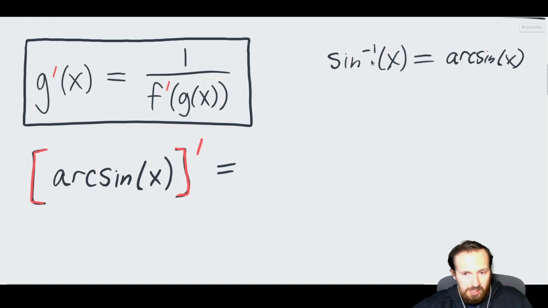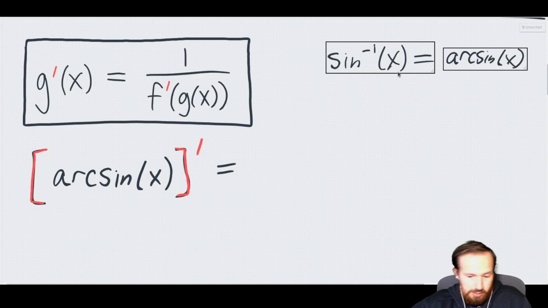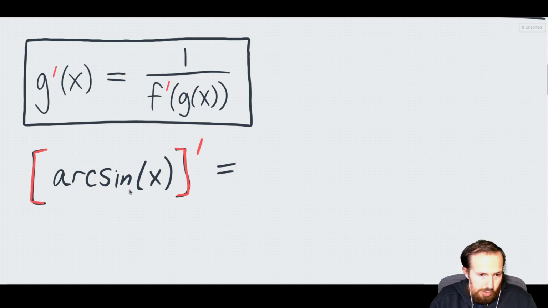You probably will see it in your class. I always try to use this notation because it's unambiguous, or you can't really confuse it for the other thing, or at least it's less likely. So that's why I like to use arc sine.